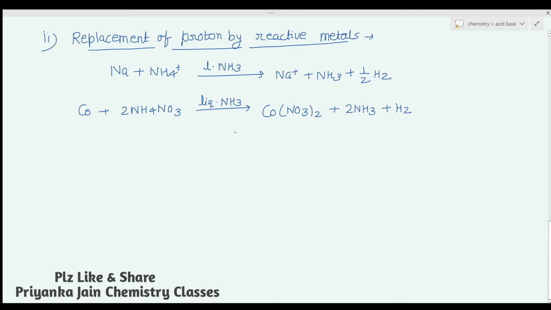Okay, so now you can see here the metals are directly reacting with the ammonium salt. This is the acid. It is reacting with it and it is forming the salt, and the hydrogen gas is evolved. So this is the basic reaction of the acid, and here this is the basic reaction of the ammono acids. Okay, third type of reaction is called the protolysis.